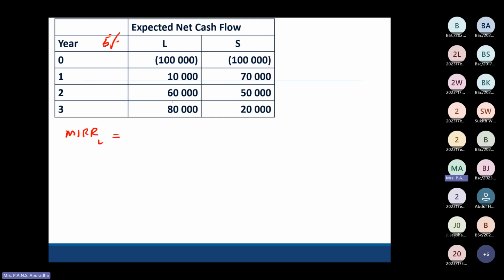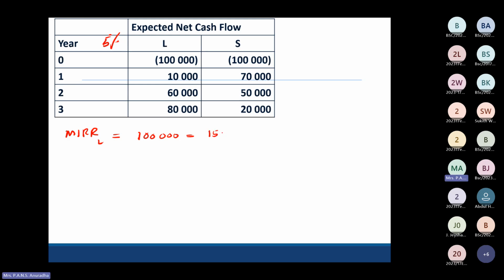So now you have to compound the cash flows at 5%. So you'll get 10,000, you are compounding for 2 years. So 10,000 into 1.05 to the power 2, plus 60,000 you have to compound for 1 year at 1.05. The rate is 5%, right? Plus 80,000. So you are getting the compounded value for project L here, 154,025.